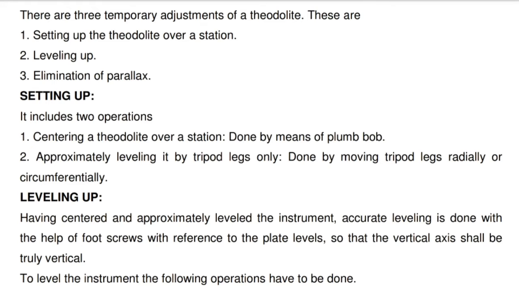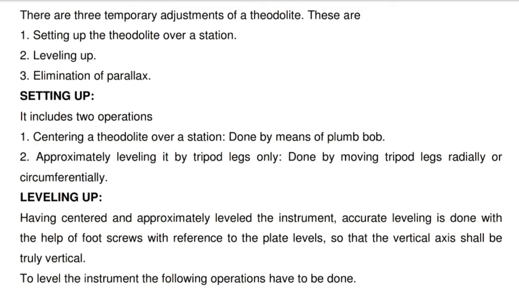Setting up. It includes two operations. 1. Centering a theodolite over a station, done by means of plumb bob. 2. Approximately leveling it by tripod legs only, done by moving tripod legs radially or circumferentially. Leveling up. Having centered and approximately leveled the instrument, accurate leveling is done with the help of foot screws with reference to the plate levels so that the vertical axis shall be truly vertical.